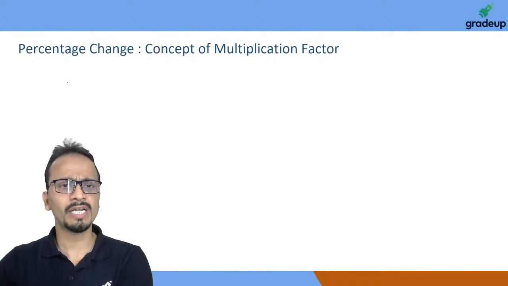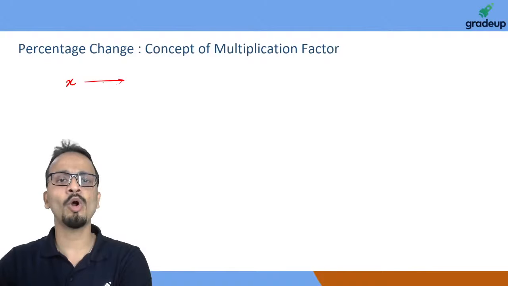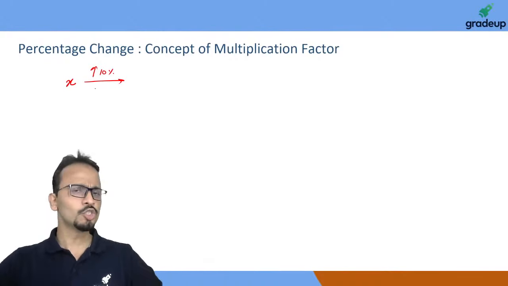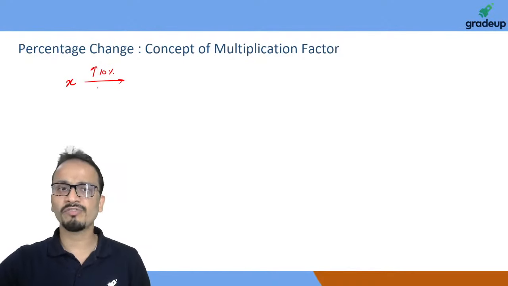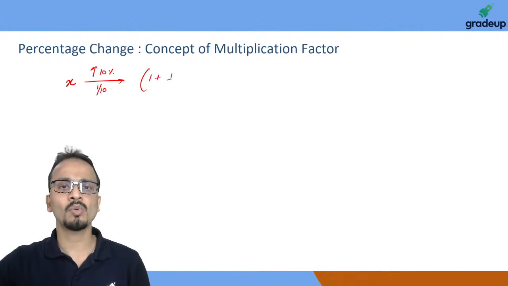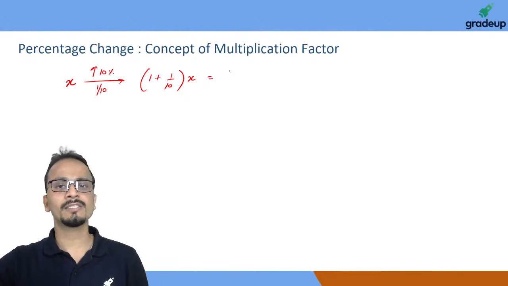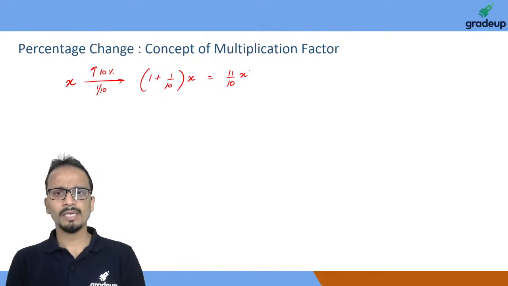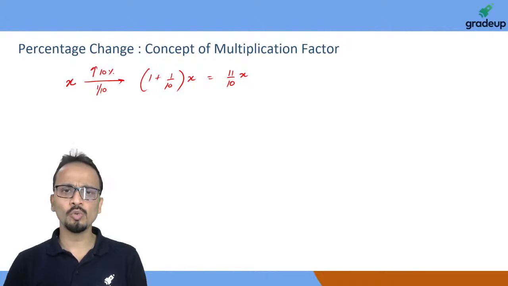Let's look at something like that. Let's say I have a number x, and I want to increase this number by 10 percent. I can convert 10 percent into its fractional equivalent, which is 1 by 10. So the final value can be written as 1 plus 1 by 10 times the original value, which can further be written as 11 upon 10 into x.